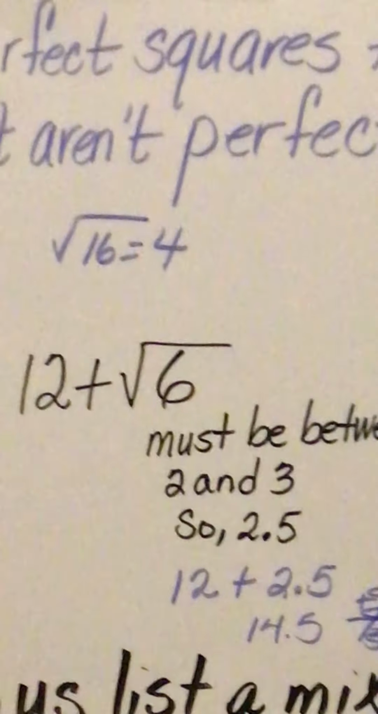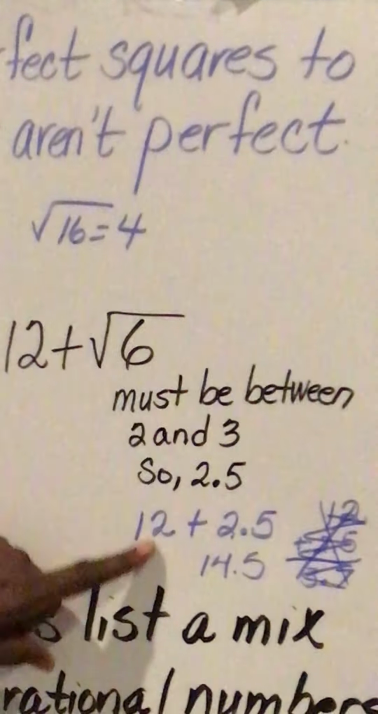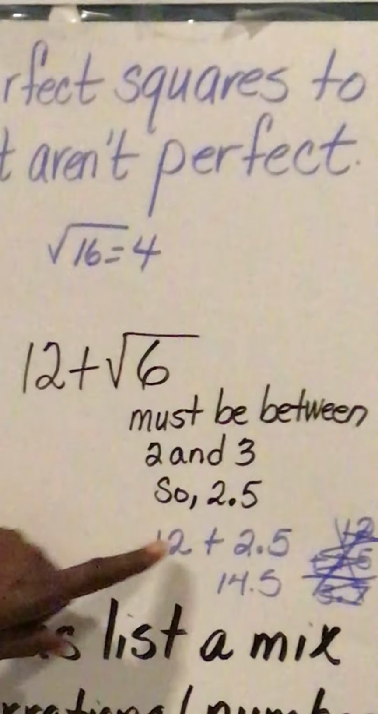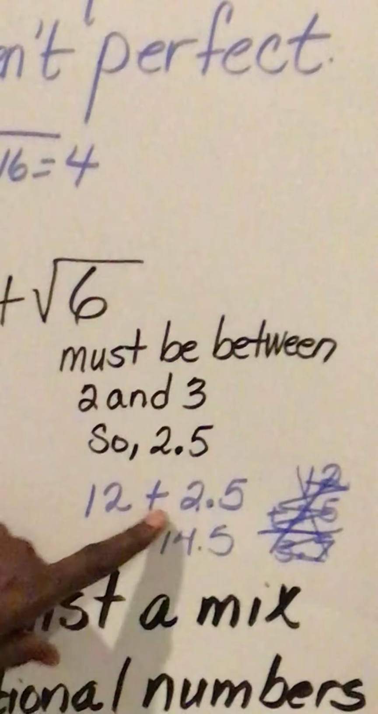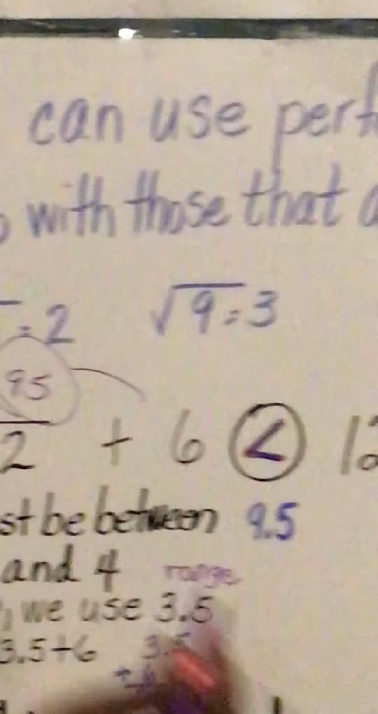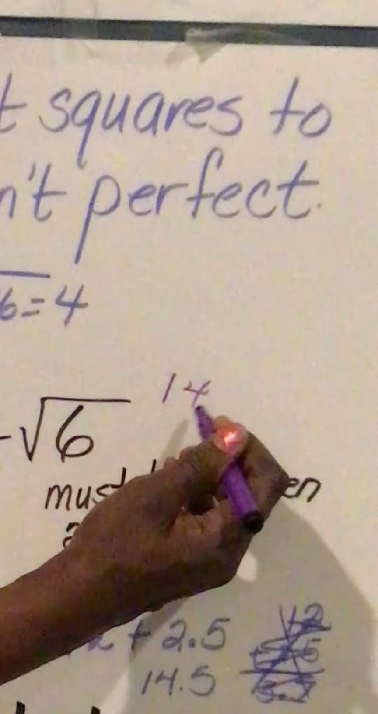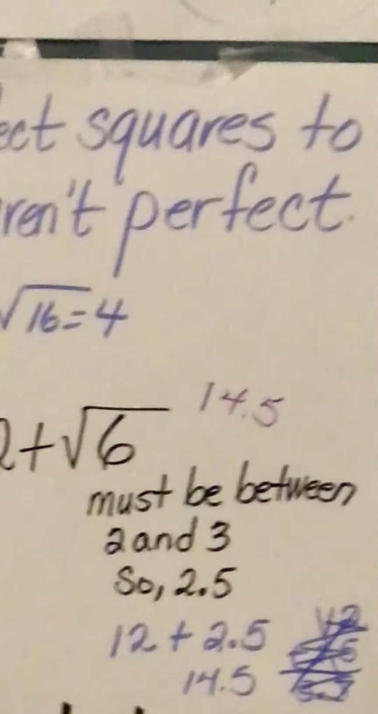So I came up with over here. So that's going to give me 12 plus the square root of 6, which is 2.5. And that's going to give me 14.5 when I add 12 plus 2.5. So now I have 9.5 and I have 14.5 on this side. So which one is greater?